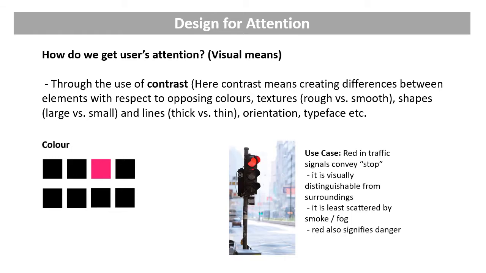You can see the same concept is implemented in traffic lights, where the red color in the traffic signal conveys a stop, right? And why is red color used? Because it is visually distinguishable from the surroundings, and also red light is least scattered by smoke or fog. And red is also associated with the sign of danger.